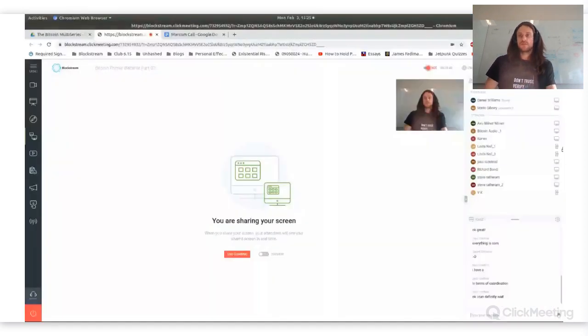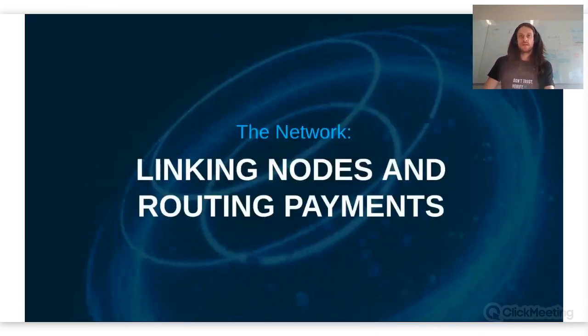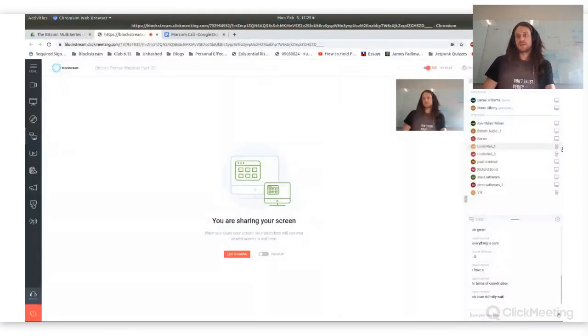So I'll double check for questions before we move on to linking nodes and routing payments. Looks like we're okay. Yeah, we have one.